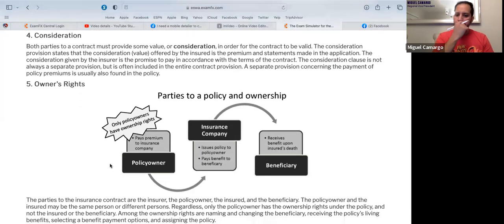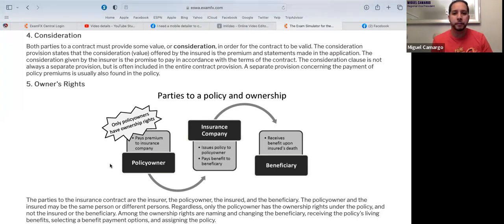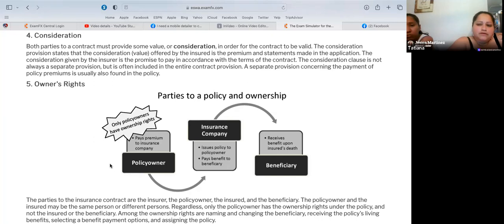Ownership rights. Now, again, I want to bring somebody in. Tatiana, if you could come on live with me here, because we talked about this the other night. Ownership rights. The owner has the rights to do what? Do anything with the policy, like change anything. They can change what about the policy, though, in detail? They can change the benefits, not the benefits, the beneficiary.